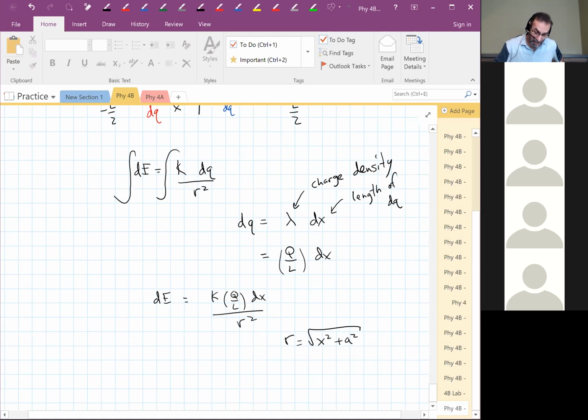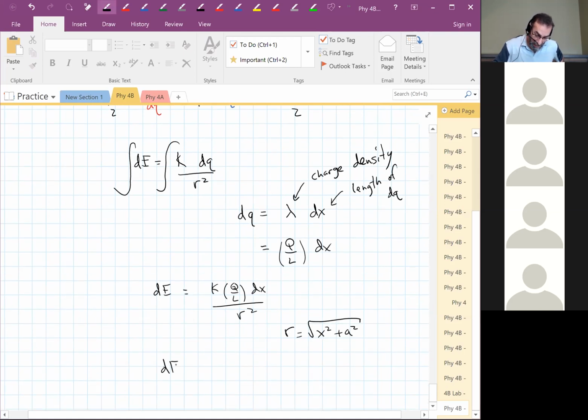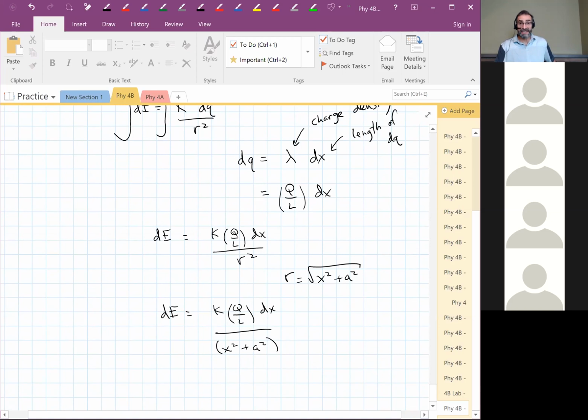So we can plug that in there, and we get our dE is k lambda dx over x squared plus a squared, when we square it, that's what we get, right? Okay, so we've gotten rid of our dq. We've got it in terms of something we can integrate over, right? We've got it in terms of dx, and we've converted our r in terms of x. So we're pretty well set now.